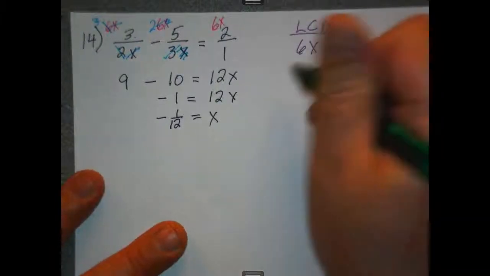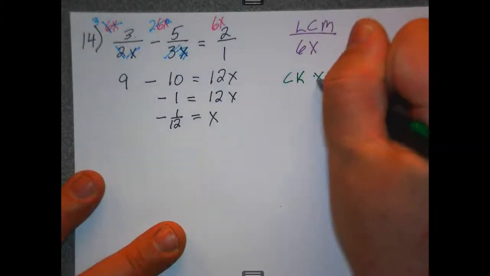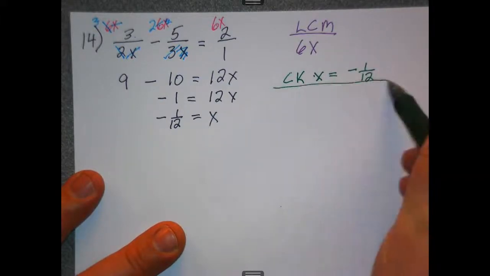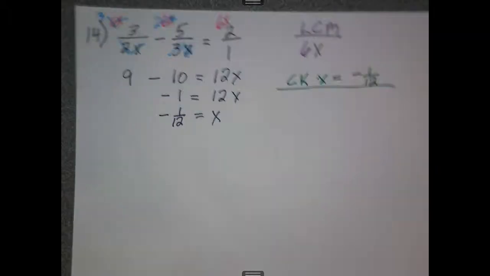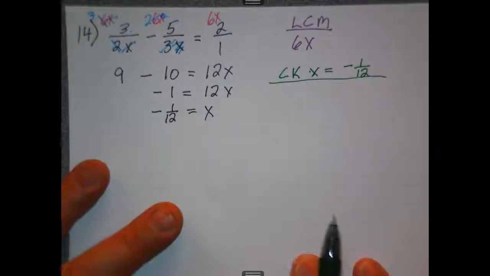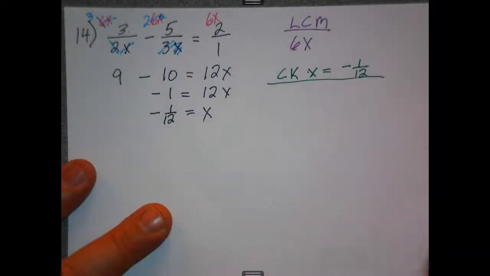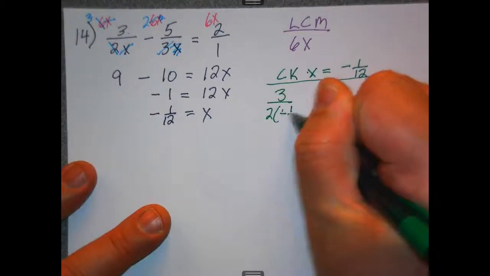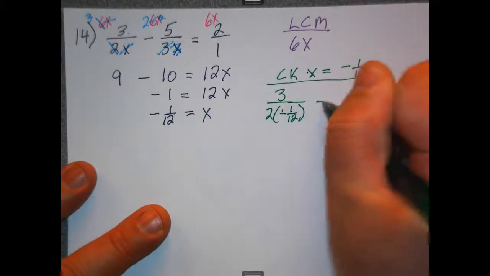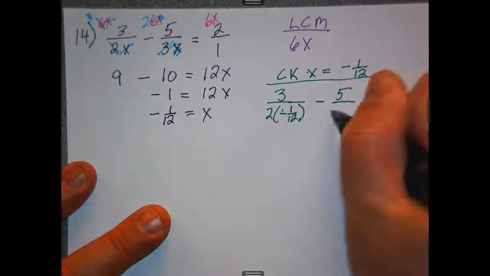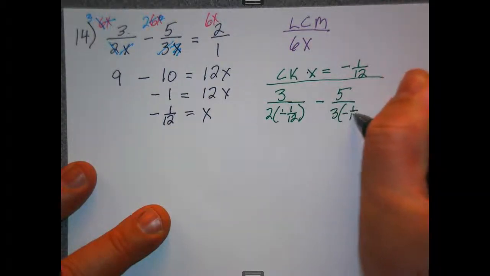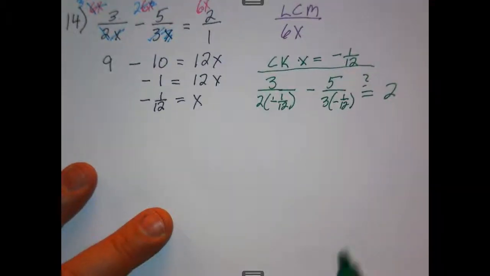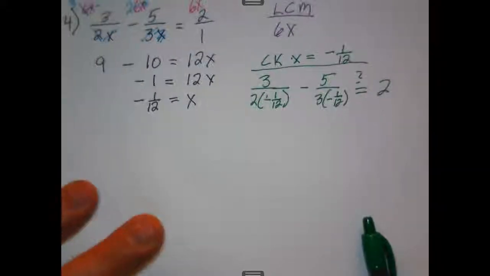That's what we get to do. That's right, folks. We get to check. Oh, look at this. We get to check a negative fraction. That is just superb. No, because these are not squared. Okay, so we have 3 over 2 times negative 1/12 minus 5 over 3 times negative 1/12. Does that equal 2? I think I'm going to use a calculator.